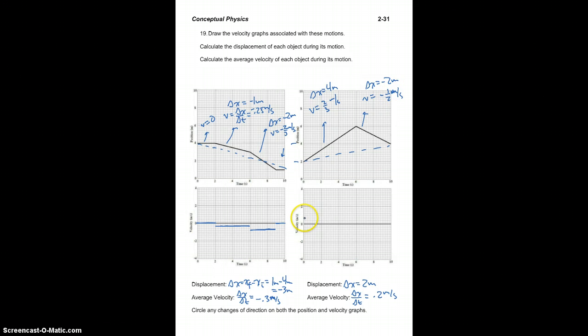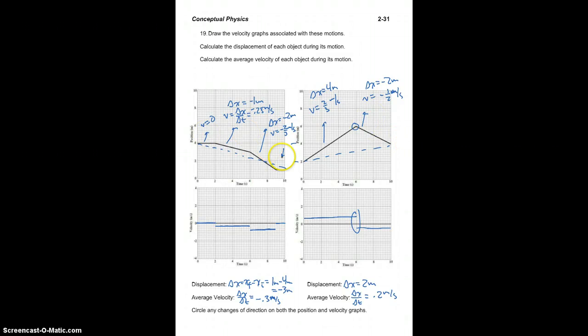Alright, so we go from 2/3 meter per second for the first 6 seconds to negative 1/2. And there is a direction change there because our velocity changed sign. So the velocity graph went across the axis. The position graph had a corner in it. There was a bend. Went from up to down.